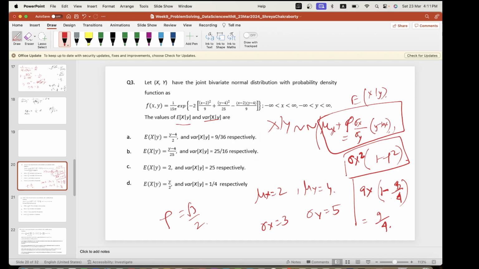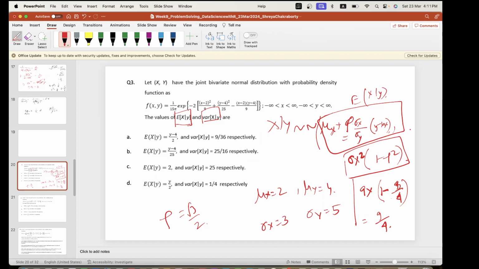Anyway, it's not matching with either. Whatever it is, just be careful with the calculations. This one and this part you would get from this equation. Now similarly, if you were asked expectation of y given x and variance of y given x, then you just have to replace the x's with the y's, and that's it.